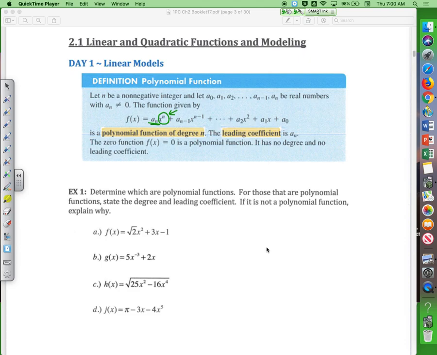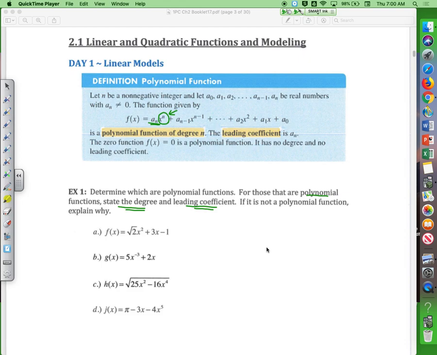So if you look at these examples, they want us to find two things. They want us to decide, is the function a polynomial function? Then they want to know, actually three things. What is the degree for the polynomial? And then what is the leading coefficient? So they're the three things that we're going to find for each of these.